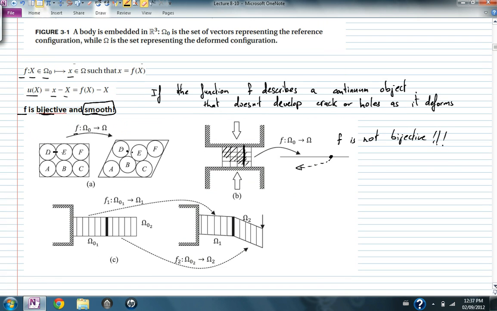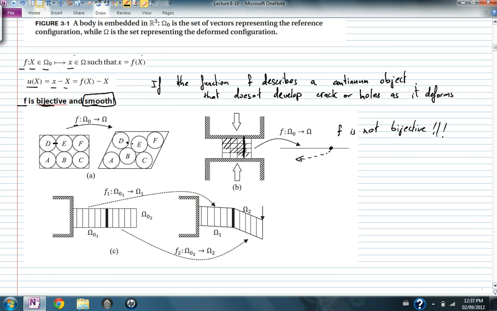I can, however, if I have two objects that are connected to each other, find two different functions that are bijective, continuous and smooth for each of the objects, while maintaining some compatibility on the boundaries between those two objects.